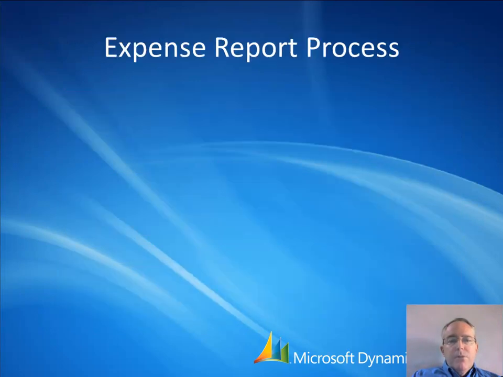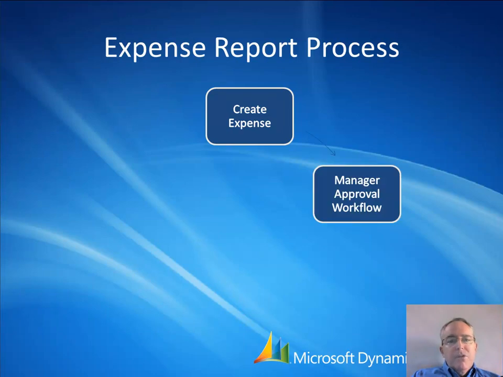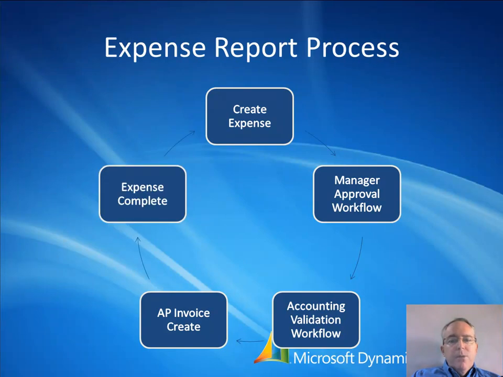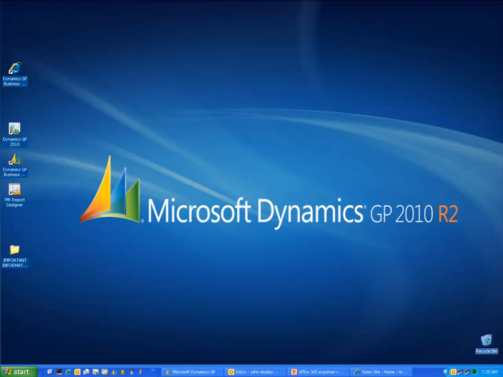Before we get started, I want to just run through what the demo is going to cover. It's an expense report process. I'm going to create an expense report online in Office 365, and then I'm going to send it to my manager, and my manager is going to approve that. Once approved, the accounting department is going to review it and approve it, and then send that over to Dynamics GP to create an AP invoice to make the payment, and then the expense report is completed. Alright, let's take a quick look at the demo.